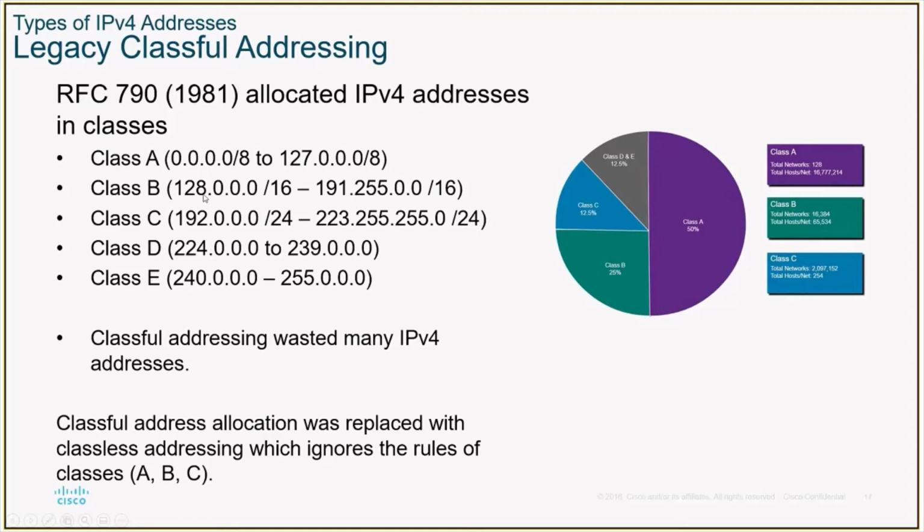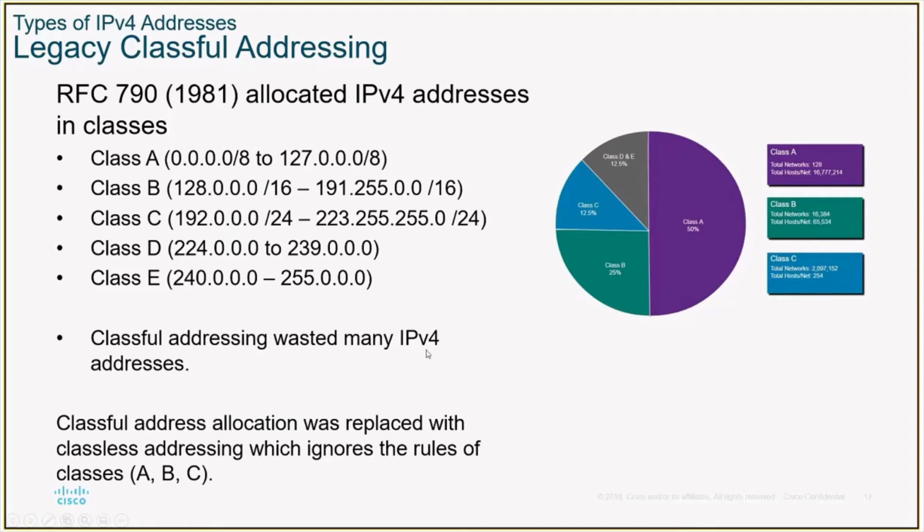B class is basically 128 through to 191. C class is 192 through to 223. And if you remember that example of the multicast a few slides ago, it had a 224 address. Well, that is the multicast range. And from 240 through to 255, that's 16 times 16 million addresses that can't be used.